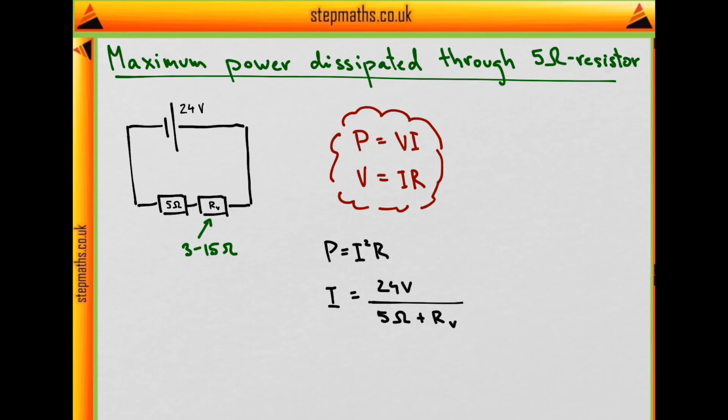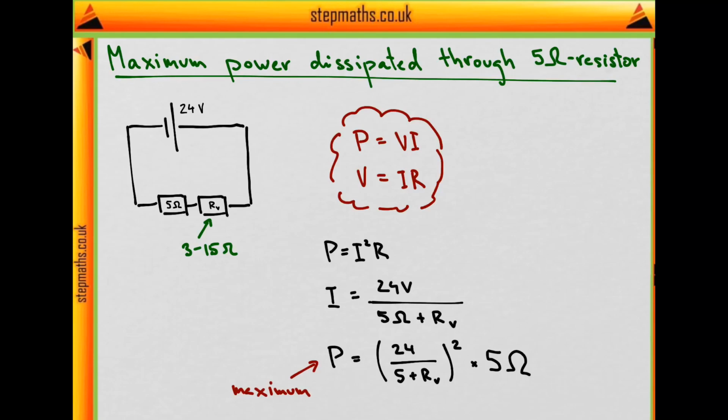So first the current, so that's the voltage divided by the equivalent resistance of this part of the circuit, 5 plus RV. And when we substitute that into the formula for the power, so we square it and times it by the resistance 5 ohms, we get an expression for the power, which we now need to maximize. That's not very hard because this term is going to be the biggest when RV takes the smallest possible value.